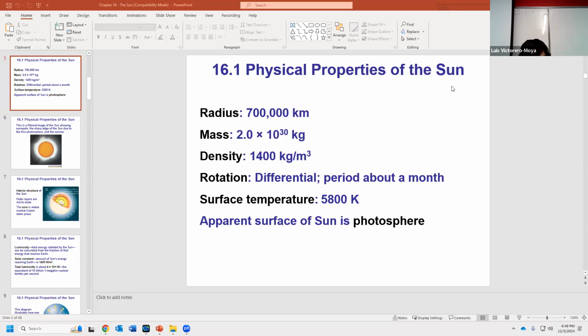However, giant stars have lifetimes of millions of years, much less. A billion is 1,000 millions. So they die very quickly. The sun has a mass of about 2 times 10 to the 30 kilograms, and a very low density because it's mostly made of hydrogen and helium. It has a surface temperature of 5,800 kelvins.